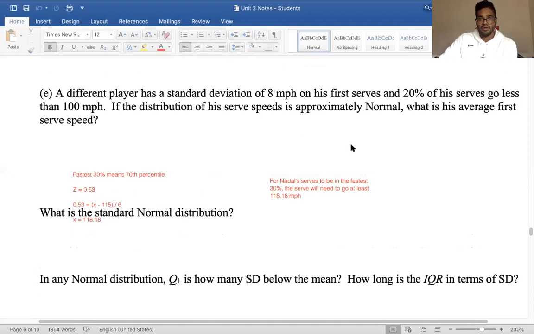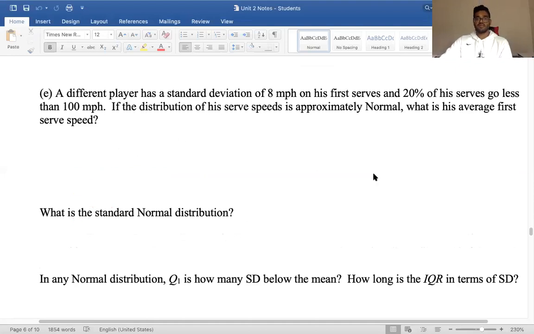Let's see, next one. A different player has a standard deviation of 8 on his first serves, and 20% of his serves go less than 100 miles per hour. If this distribution of his serve speeds is approximately normal, what is the average first serve speed? Okay, so this one, we're solving for the average, right? It's still the exact same equation. Okay, I'll walk through this one.